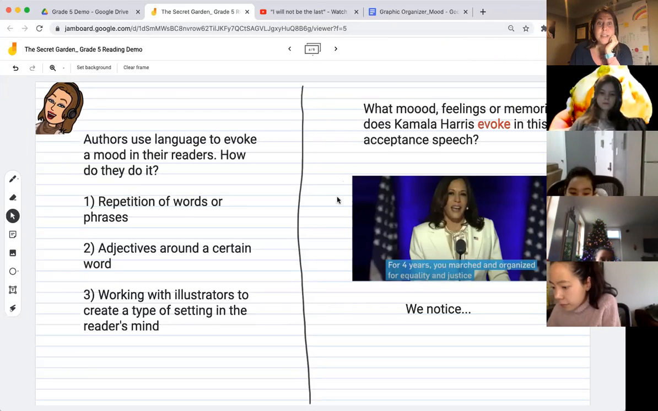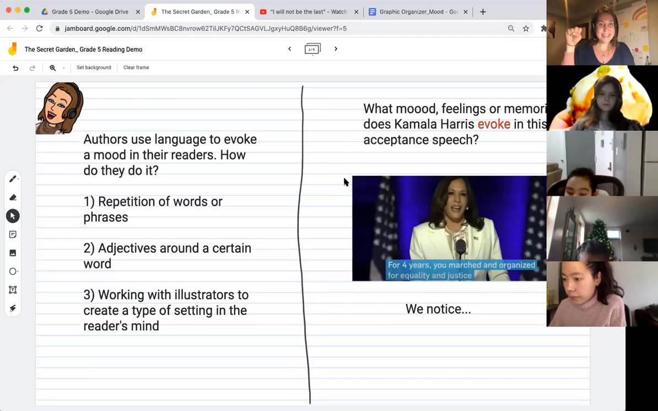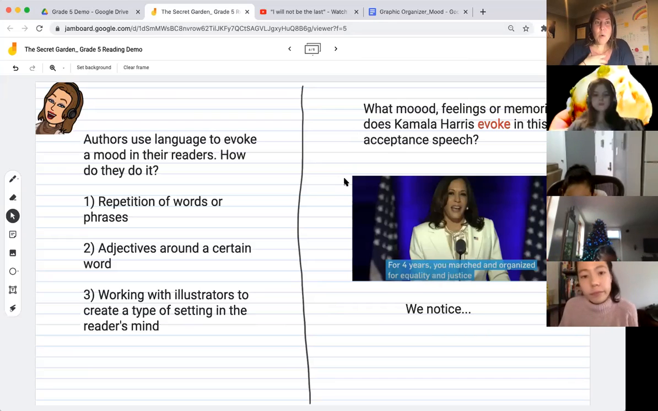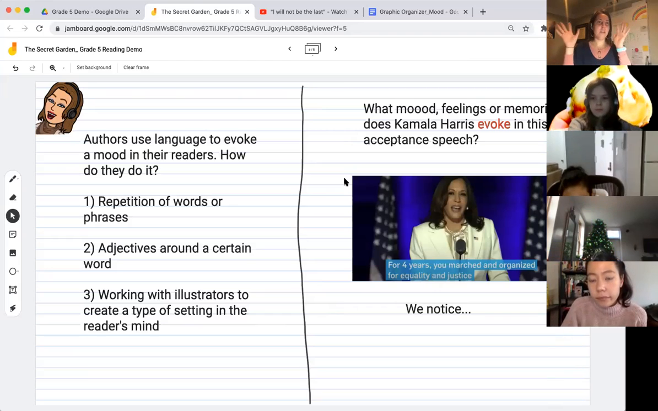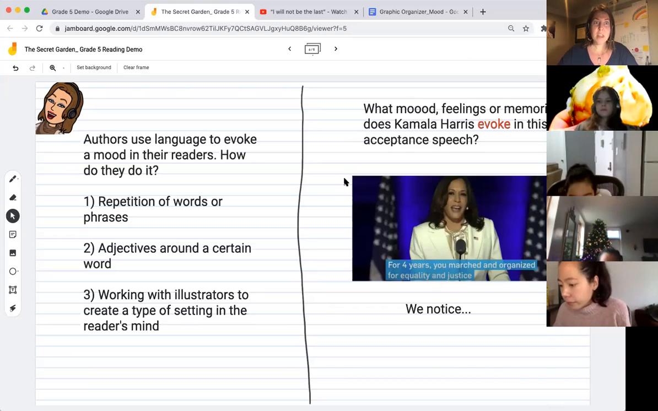So Diego says it's a memory. You sort of feel or remember a memory. That's right, Diego. Anyone else? Evoking a mood. When you feel something when you read a book. There you go, Jacob. That's exactly right. And we can feel a lot of different things. Angry, anticipating or waiting, nervous, a lot of different sort of memories.